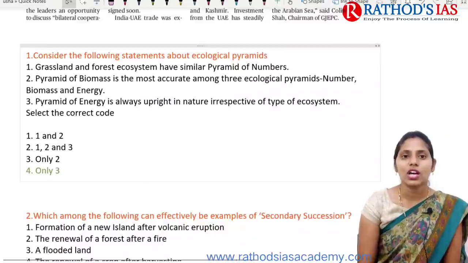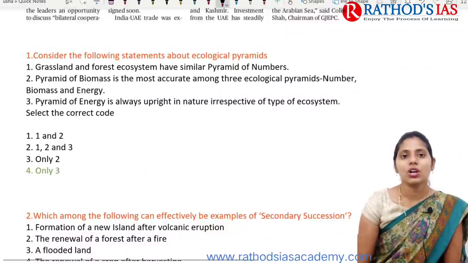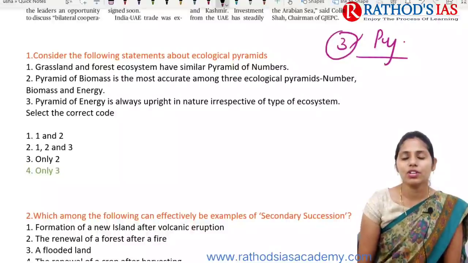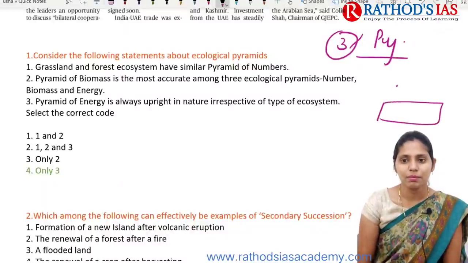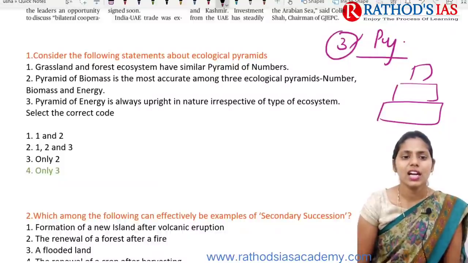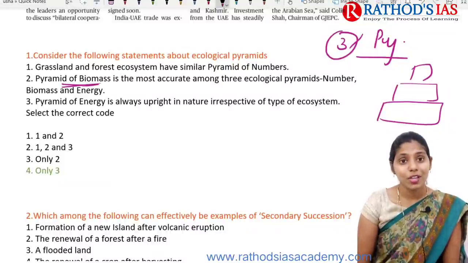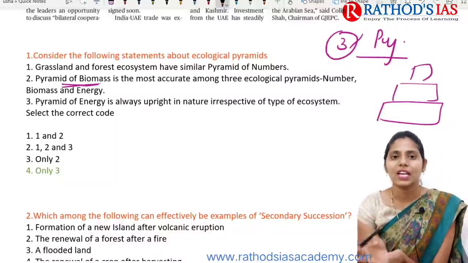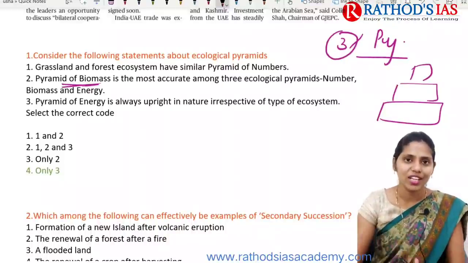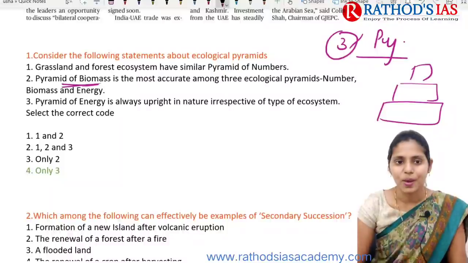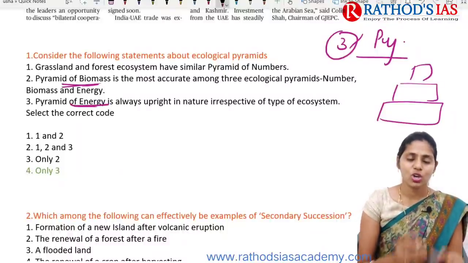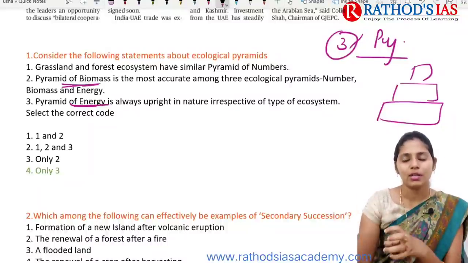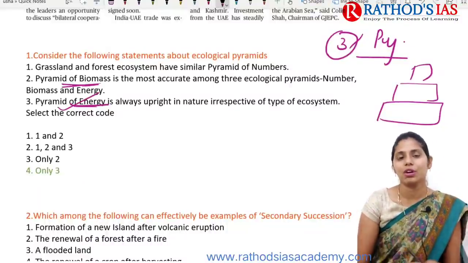So the first question is regarding ecological pyramids. In ecological pyramids, we have three types of pyramids. Pyramid of numbers: we draw these pyramids based on the number, like this. And this one is the pyramid of biomass. Biomass means we collect a thing and dry it up, and after drying, whenever we weigh that, it is called biomass. And this one is the pyramid of energy. So how much energy is transmitted from one animal to another animal in the food chain comes under this pyramid of energy.